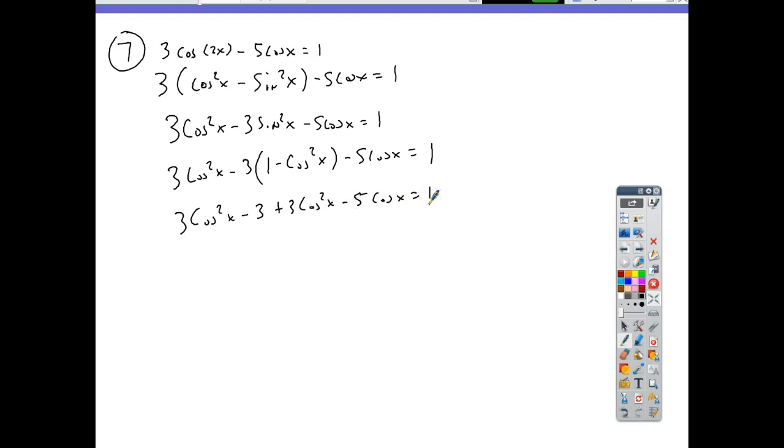And then I combine the like terms. I got a cosine squared and a cosine squared. That's going to give me 6 cosine squared x minus 5 cosine x. You're going to combine these over here or over there? To the left. So that's going to be minus 4. All right. Love it. Beautiful so far.